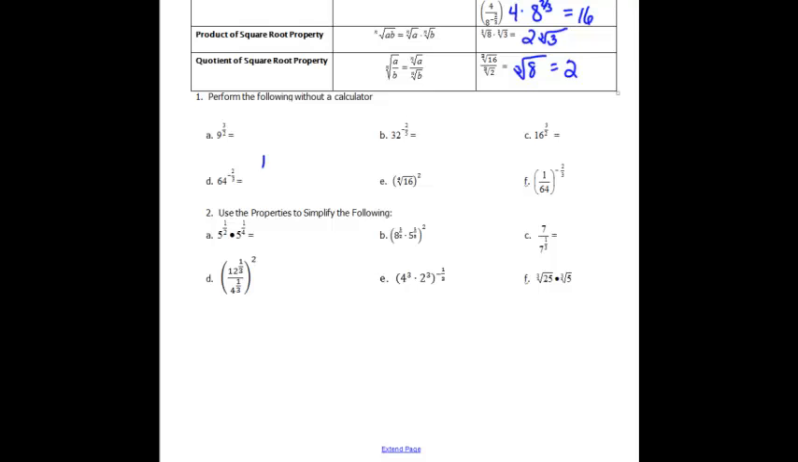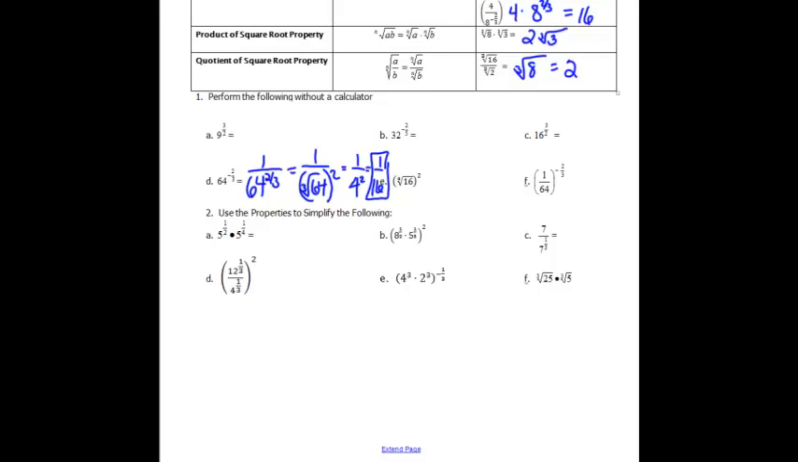It looks bad, but just make it 1 over 64 to the 2/3. Now, do we want to square 64 and then take the cube root of that? I don't think so. I think I want to take the cube root of 64 and then square it, because I know the cube root of 64 is 4. So that's 1 over 4 squared, which is 1/16. Final answer for that one.